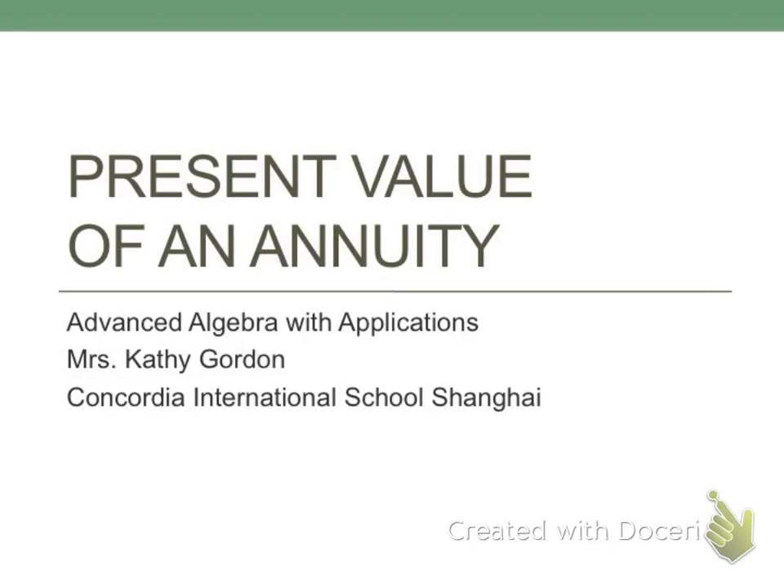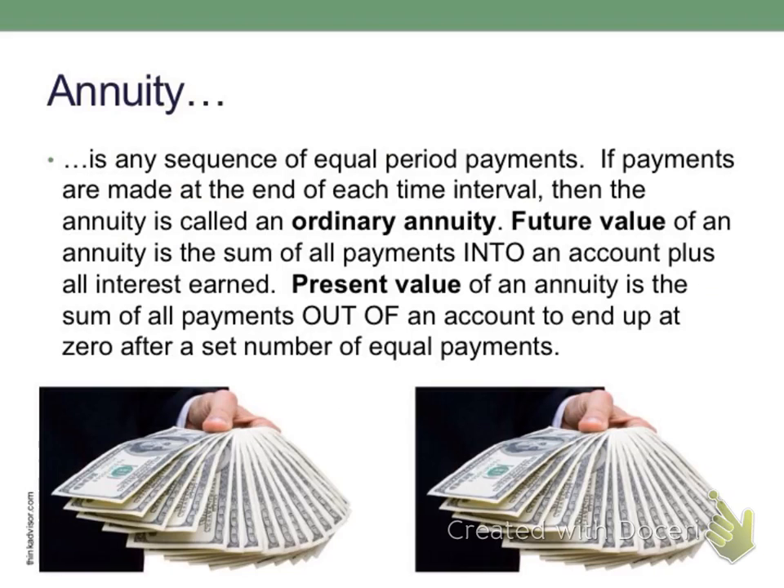In our last video, we looked at what it meant to have a future value of an annuity, and today we're going to look at what it means to have the present value of an annuity. So, you can see here that we're starting off with the same definition. The fact that this is still an annuity because we're still making equal period payments.